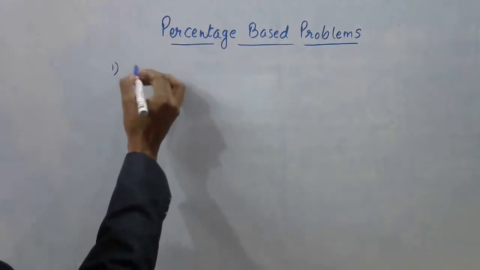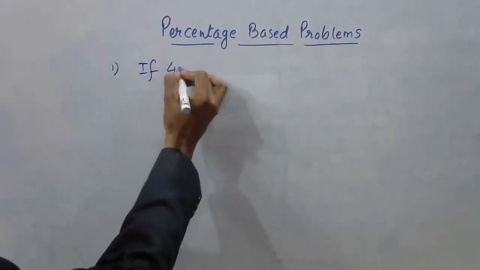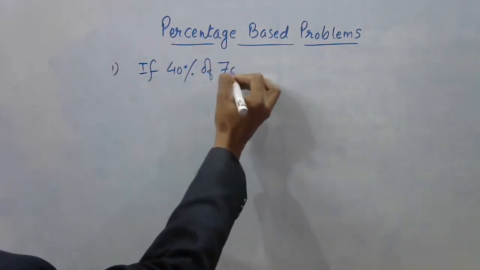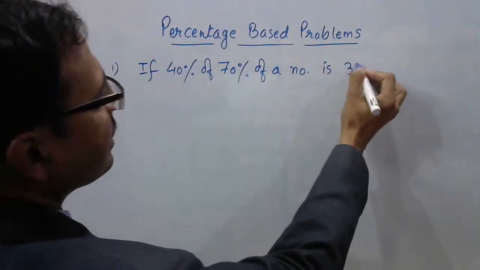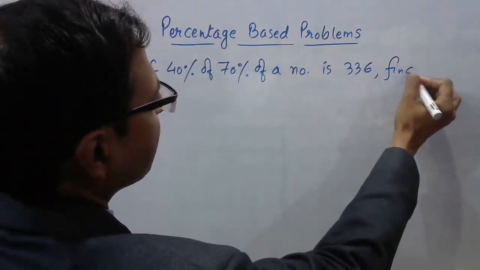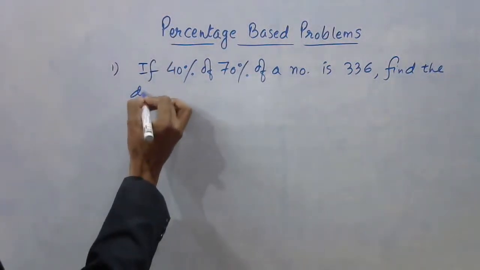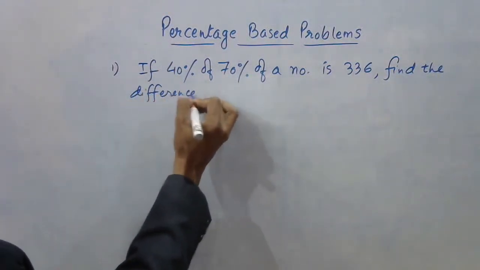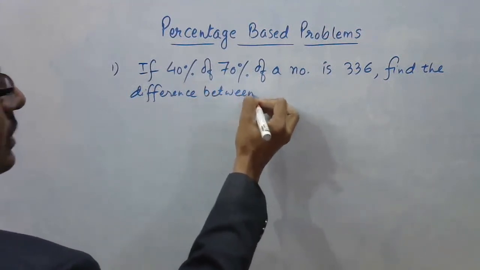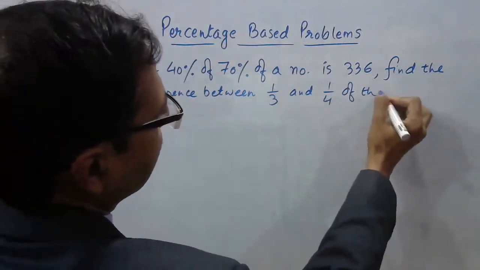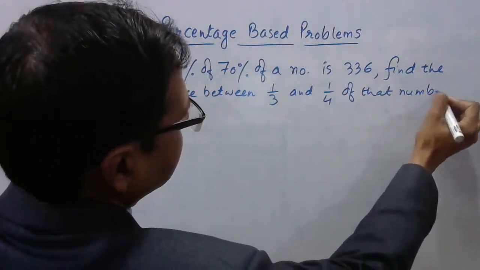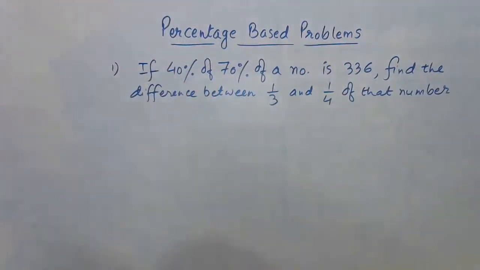If 40% of 70% of a number is 336, find the difference between 1/3 and 1/4 of that number. A very easy question now, and you need to solve it in minimum amount of time so as to come up successfully in competitions.